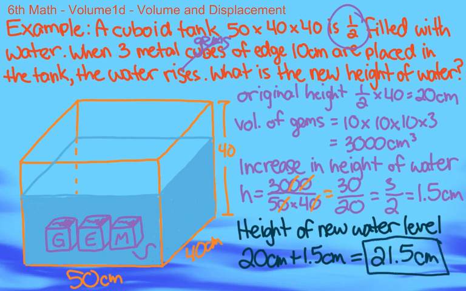All right, hey, if that didn't make sense to you, what you could do is go through that other way I told you. Take the volume of the original water, with the 20 here, so 50 times 40 times 20, and then add to 3000. Take that final number and divide by 50, and then divide by 40, and you'll get that 21.5.